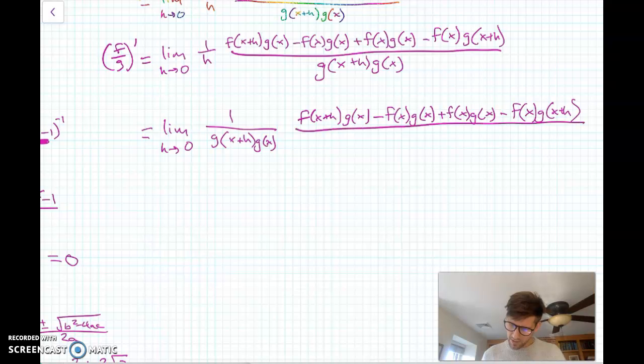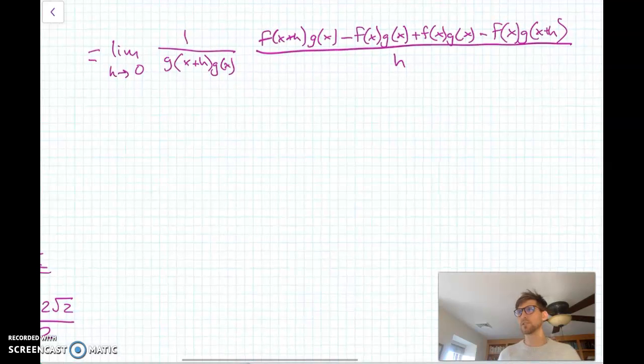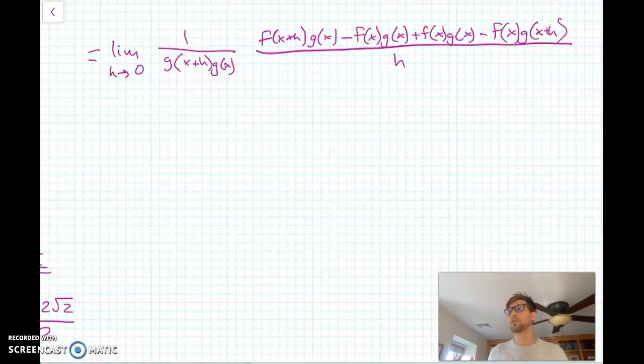But now that is just going to be over h, because with multiplication I can switch the order around. It's not changing the value. Note that all we did was interchange the two denominators. Since we're multiplying two fractions, we can do this.